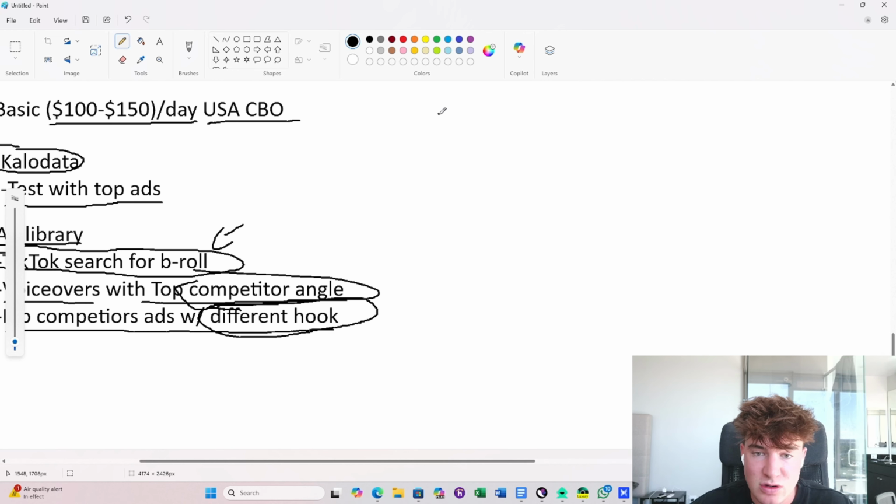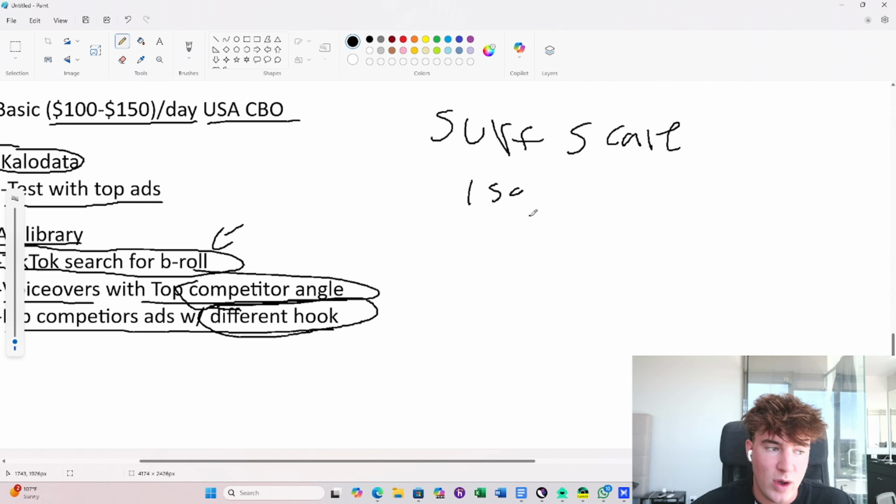So let's say you started with your $150 budget. You wake up, your CPAs are good, you have a good ROAS. Like, all right, I'm profiting like 35% right now. I have healthy margins. Let me just double it. So basically what surf scaling is, every single 1 to 2 hours, you're going to double your budget.